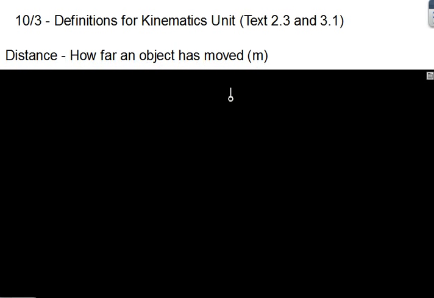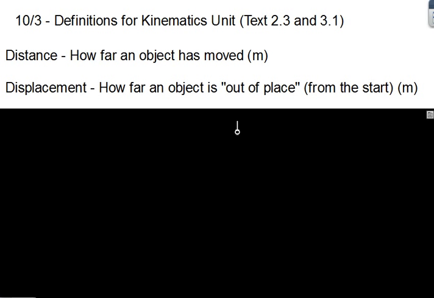The first definition is distance, and when we're talking about distance, we're simply talking about how far an object has moved. So when you walked the 30 meters down the hallway, your distance was 30 meters. That's how far you had moved. And the unit for that is m for meters.